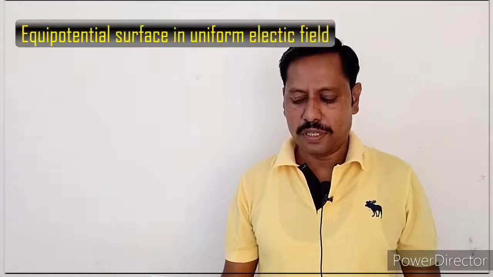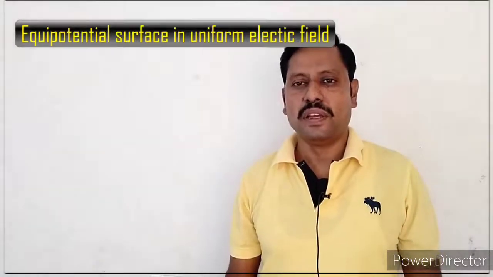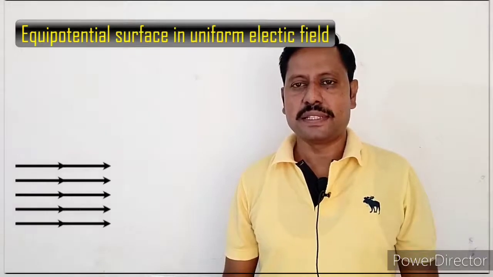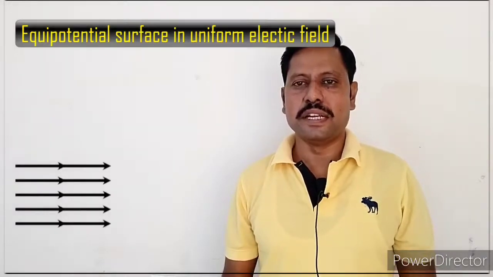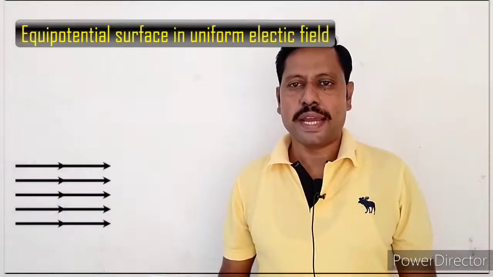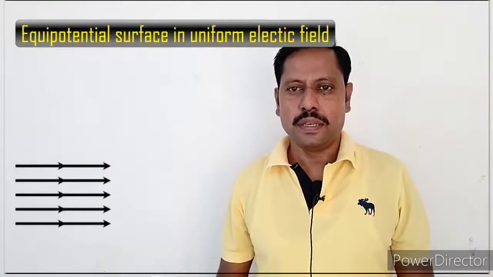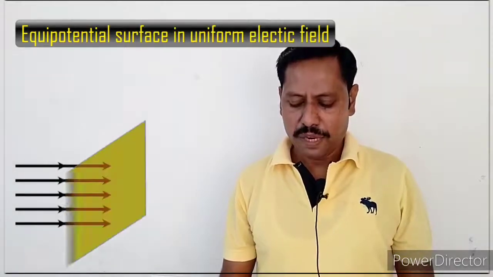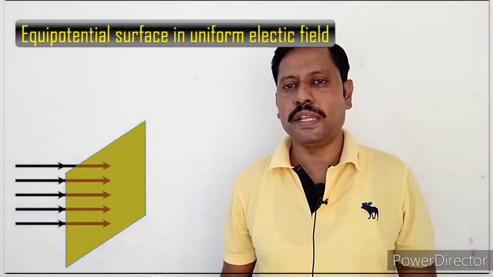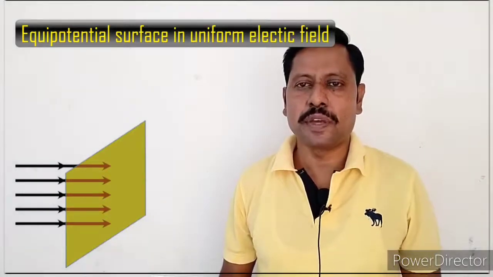Now we'll talk about the equipotential surface for a uniform electric field. Let us say we have such an electric field, and say this electric field extends up to this point like this. At present we have just shown some portion of that electric field. Now we can make such a plane surface, or plane equipotential surface, here. It is shown in orange color here, that you can observe.